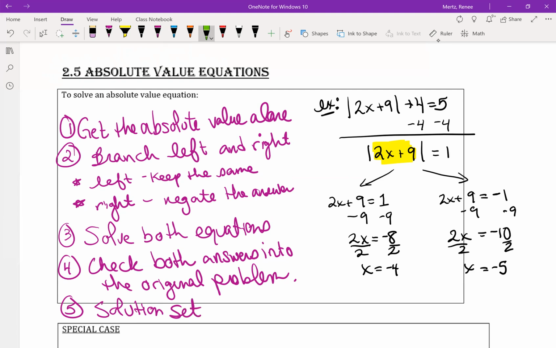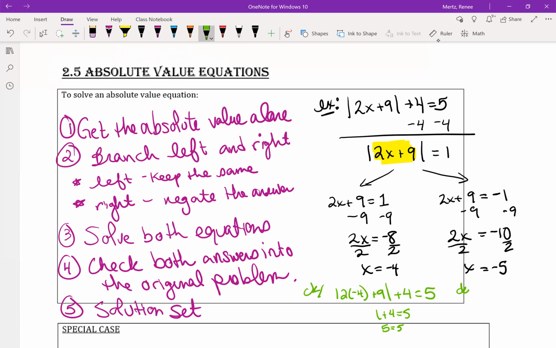I'm going to do a check. I go back to the original. I'm plugging in -4. 2 times -4 plus 9 plus 4 equals 5. -8 plus 9 is 1. 1 plus 4 is 5. 5 is 5. So that side works.